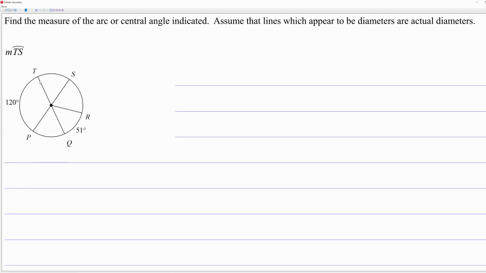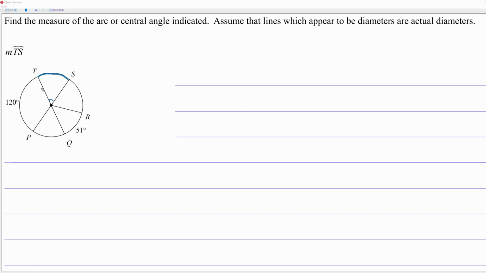So here we have another measure of an arc. This time though, it's a minor arc. There's only 2 letters there. So if there's only 2 letters, you go from T to S in the shortest distance possible. And remember, when you're measuring an arc, you're not measuring the length of it, rather you're measuring the central angle that makes that arc. So we're going to have to put a couple of properties together here, although I bet there's multiple ways to do this problem.